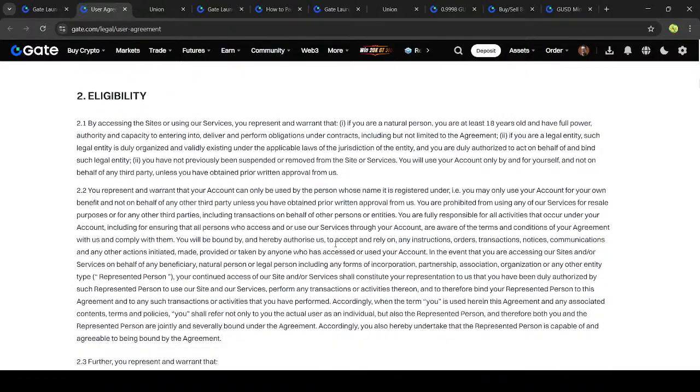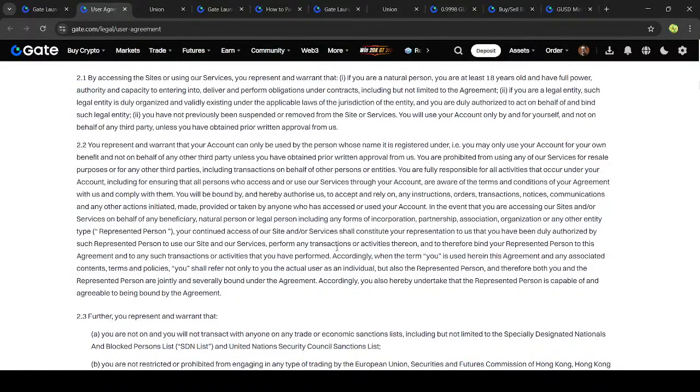So, eligibility, guys. By accessing the site or using our service, you represent and warrant that if you are a natural person, you are at least 18 years old and have full power, authority and capacity to enter into, deliver and perform the obligations under any contract, including but not only limited to this agreement, guys.